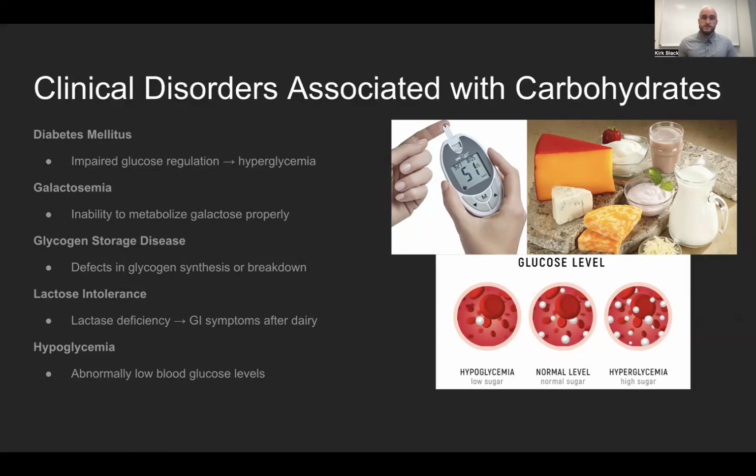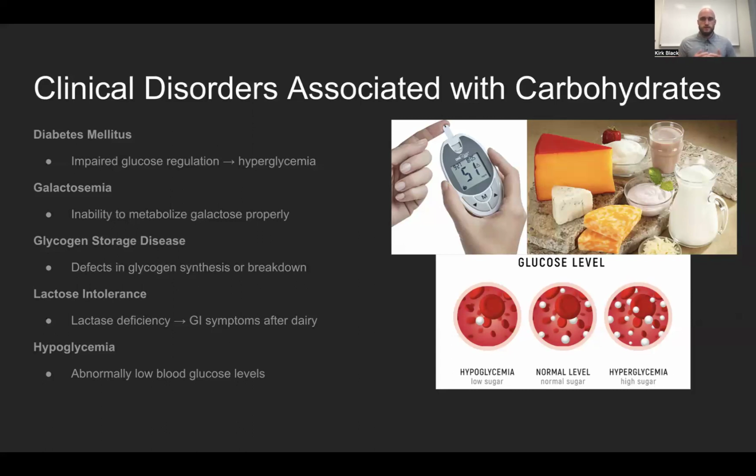Alongside this, we have GSD, glycogen storage disease. This is a defect in glycogen synthesis or breakdown. I kind of hit on this earlier in the slide, but I'll mention it again: if you're unable to synthesize glycogen, then it can lead to hyperglycemia because your glucose has nowhere to be stored. And then on the opposite side of that, if glycogen is unable to be broken down into glucose, your body might struggle and it might lead to hypoglycemia.